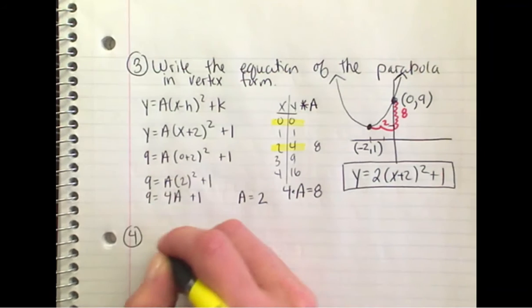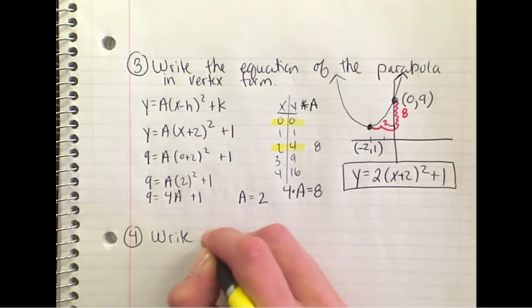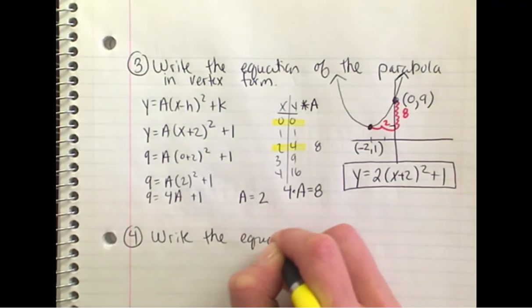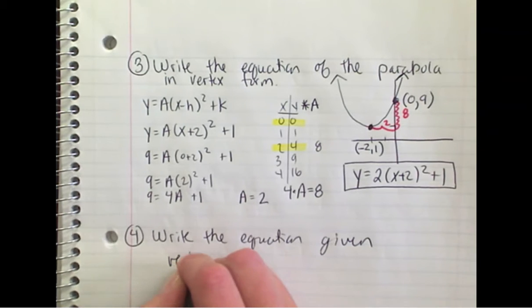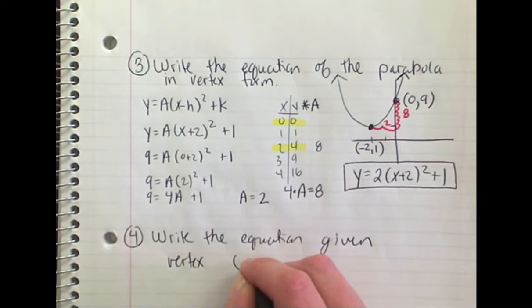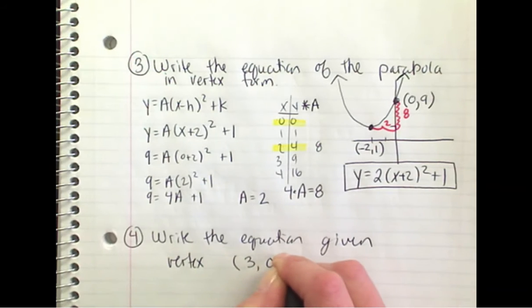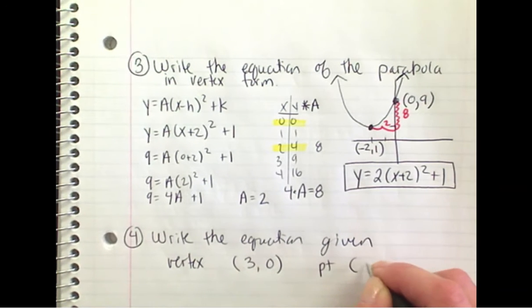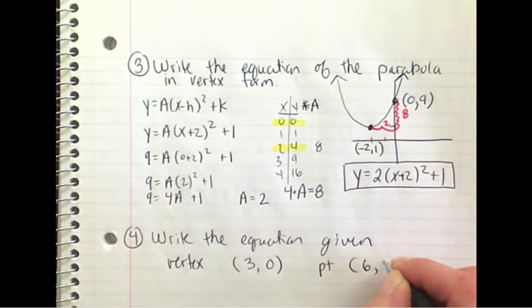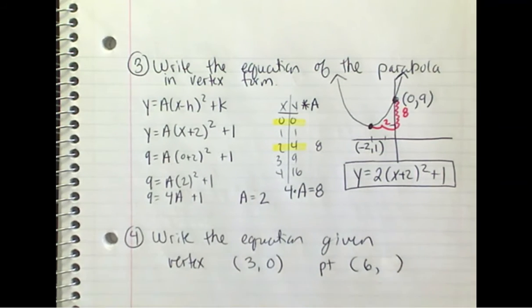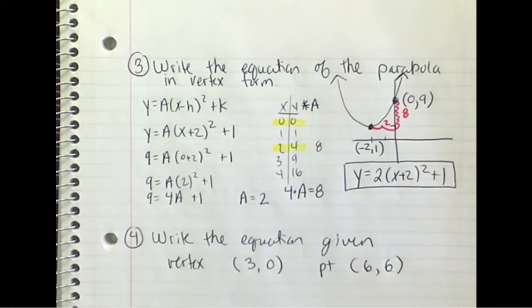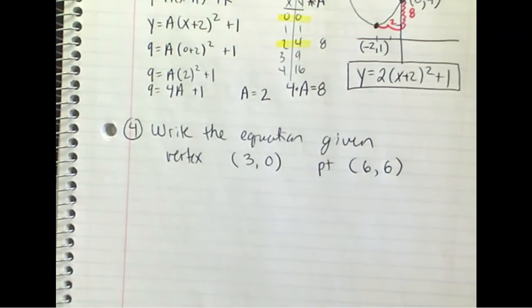Try this one. Write the equation given. Vertex is 3, 0, and the point is 6, 3. 6, 3, 6, 6. Let's make it interesting. 6, 6. Okay, there you go. This time I didn't draw a graph. Write the equation in vertex form.